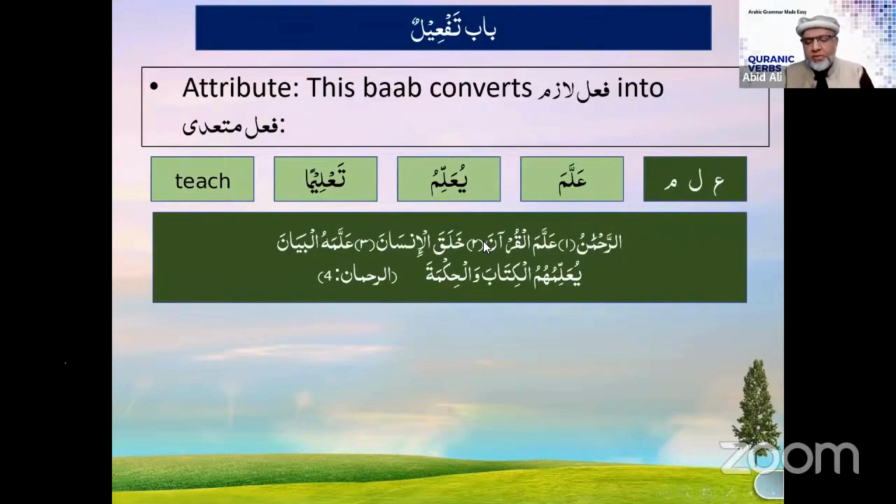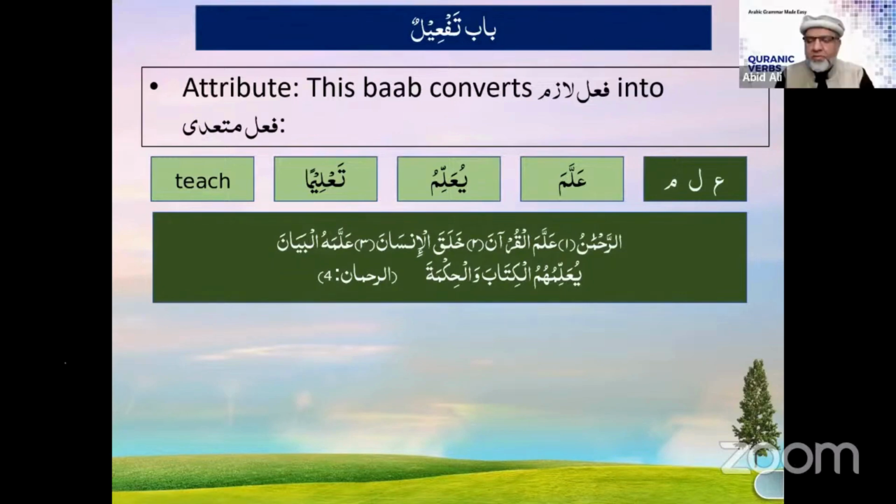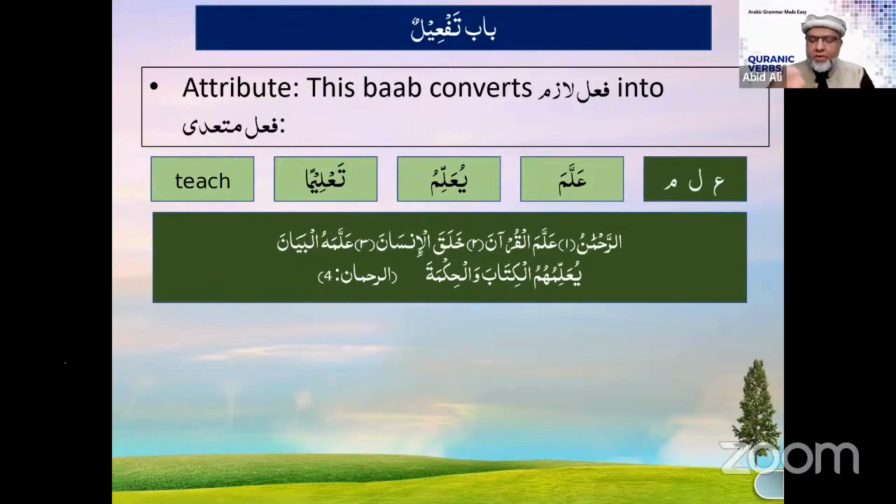So look at this verse: Ar-Rahman, Allama al-Quran, Khalaq al-Insan, Allamahul bayan. Now, before I explain it to you, do you know what Allama is? He taught. Allama is Madi, right? Okay, Allama is Madi, and is it the Siga number 1? So Allama is he taught. Now, in he taught, who's the fa'il?